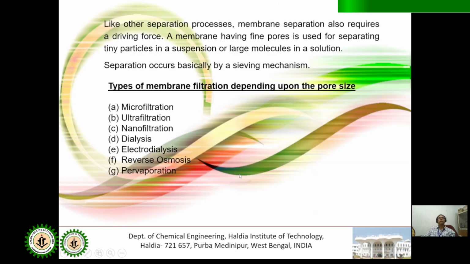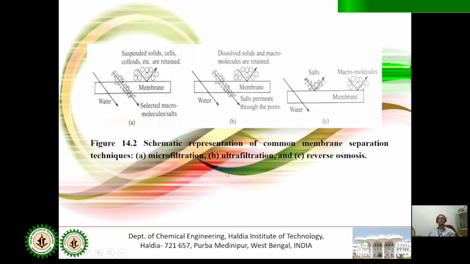There are actually different types of membrane separation processes depending on the pore size of the membrane. The first one is microfiltration, next ultrafiltration, then nanofiltration, dialysis, electrodialysis, reverse osmosis, and then evaporation. They are mainly dependent on different sizes. Here is the schematic representation of different membrane separation processes, mostly microfiltration, ultrafiltration, and reverse osmosis.